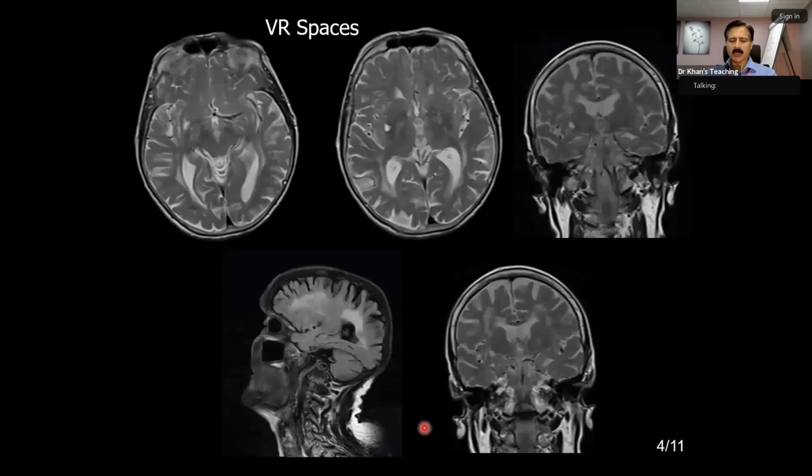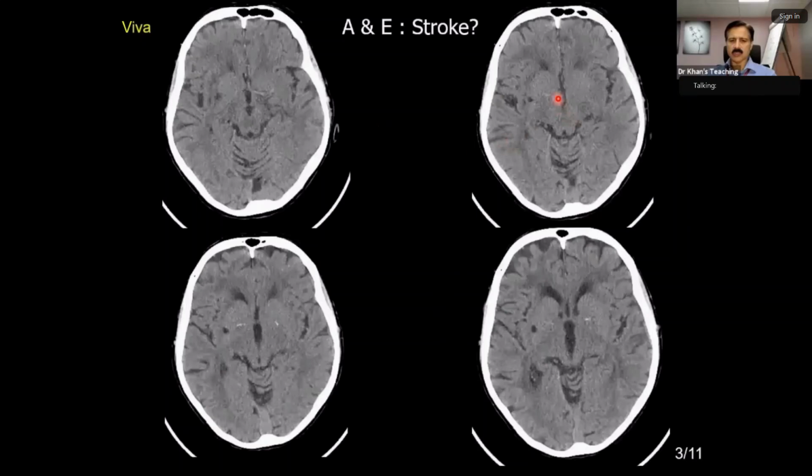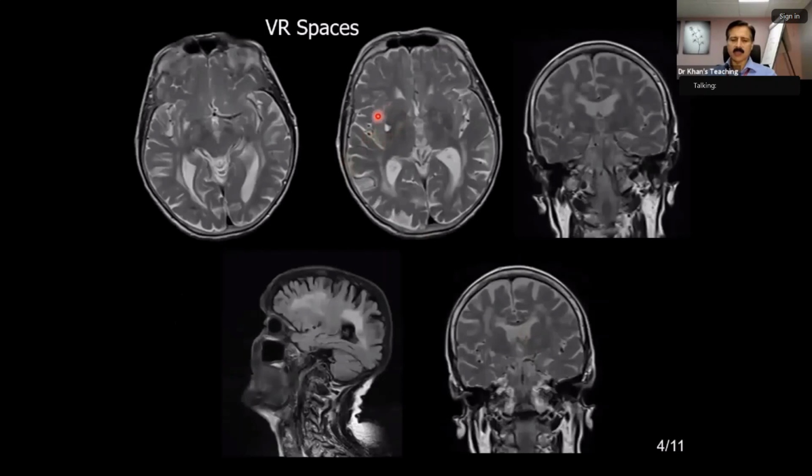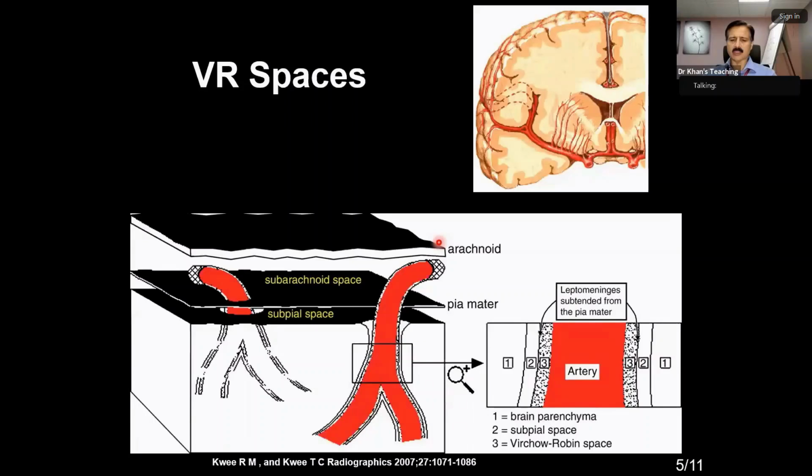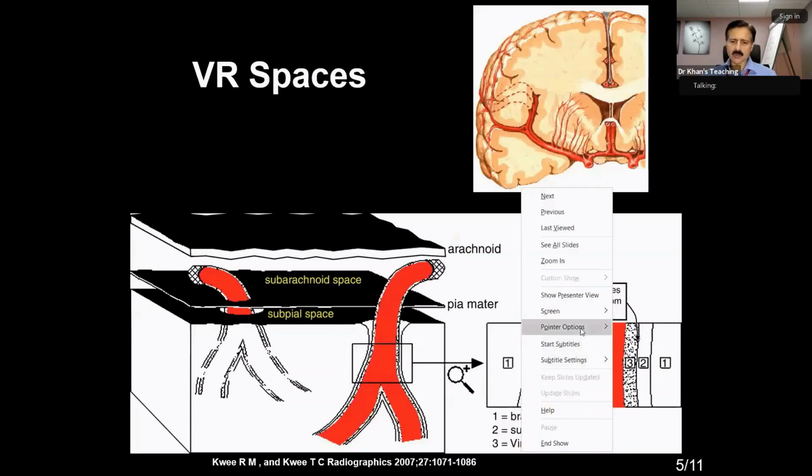So, Virchow-Robin spaces, or what we call perivascular spaces, are seen again in this case here. So this was the CT scan. This was not a lacunar infarct. This is a Virchow-Robin space. And the learning point is what are these spaces, and what is the significance, particularly vis-a-vis our exam.